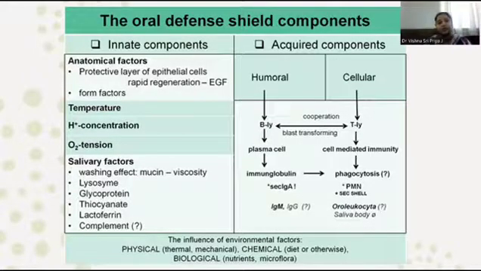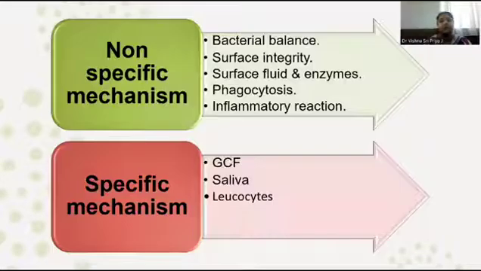The innate components include anatomical factors, temperature, hydrogen ion concentration, oxygen tension, and salivary factors, which include various lysozymes, proteins, thiocyanates, and lactoferrin components. The acquired components include humoral and cellular components.